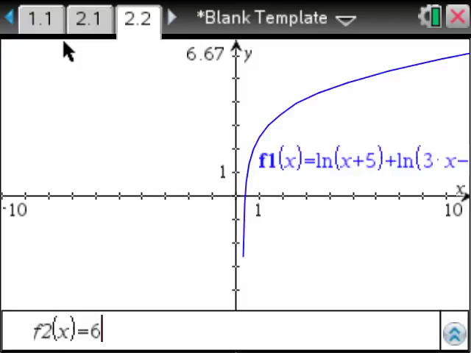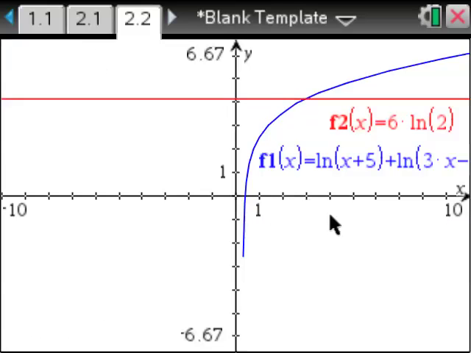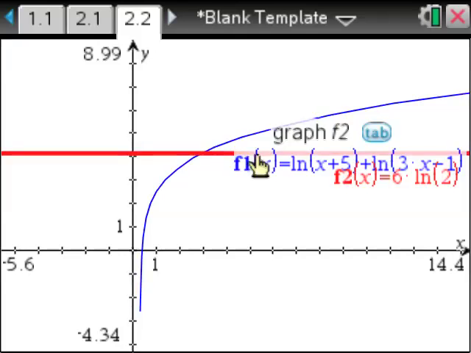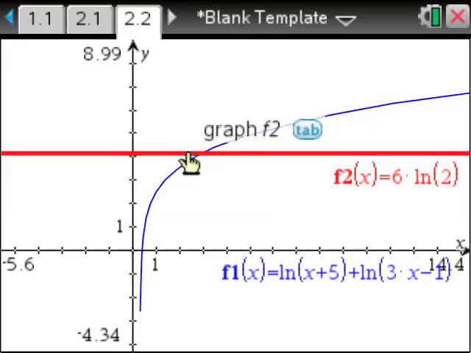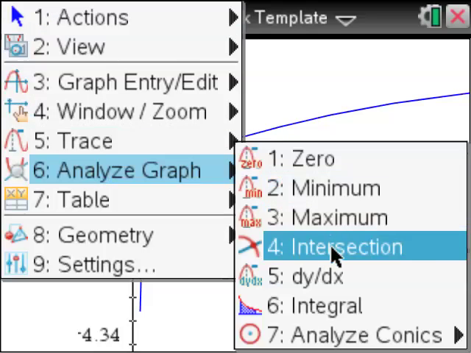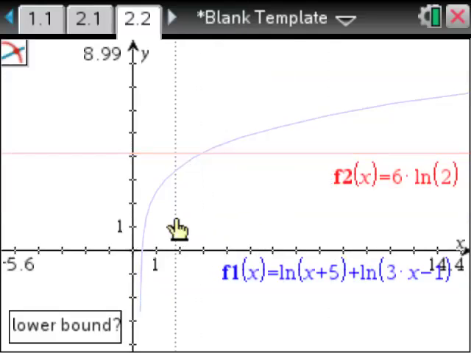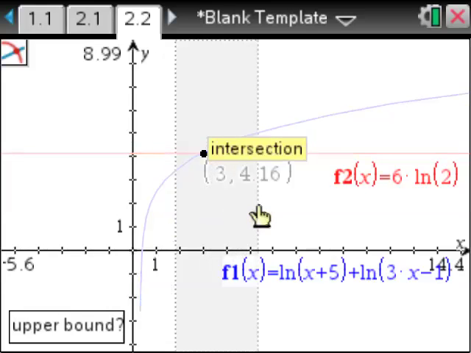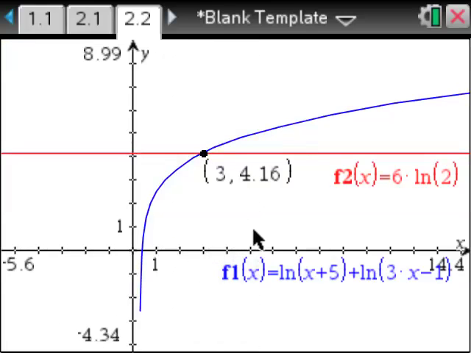We'll also type in the other function, the natural log of 2, and it does appear as if there is only one intersection point. That one intersection point seems to be about there. If I press menu, analyze graph, intersection, ask for the lower bound, so I'll click to the left of the point, upper bound, and I see the value of x coming out to be 3. So we're satisfied that there is a single solution to this equation.